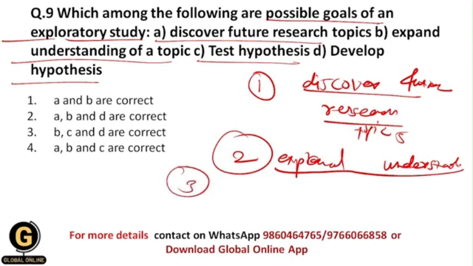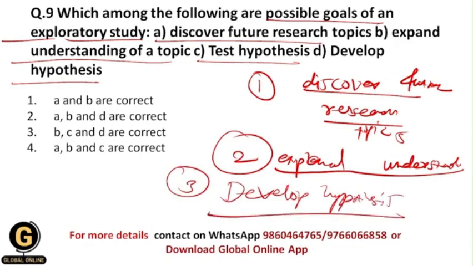And the third goal is to develop hypothesis. I have told you earlier in this video that we are going to develop the hypothesis in the exploratory study. Okay, so we don't test hypothesis over here. There is no need to test the hypothesis because there is no kind of conclusion over here. We are going to only develop the hypothesis in the exploratory study. We don't test it. Okay, and that's why the correct answer to this question is second, that is A, B, D are correct, because only these are the possible goals of an exploratory study.